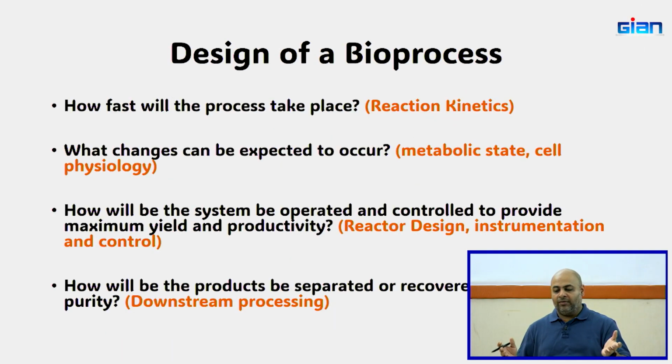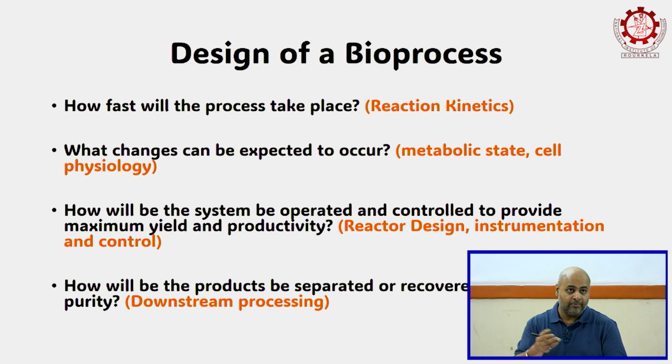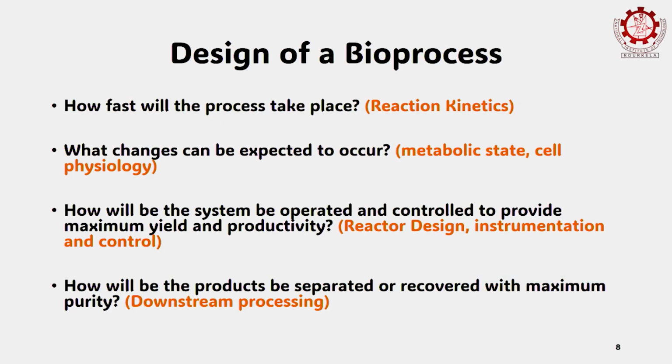So design of a bioprocess depends on a couple of things. The most important would be how fast will the process take place. So the reaction kinetics. What changes can be expected to occur? Like what would be the metabolic state? What would be the cell physiology that would be reached? And how will the system be operated and controlled to provide the maximum yield and productivity? So what sort of design of reactor we are going to use and what sort of instrumentation and control we are going to have.